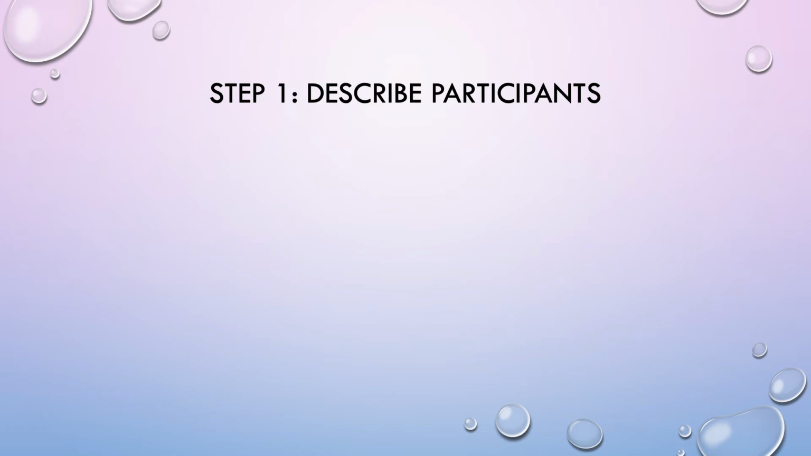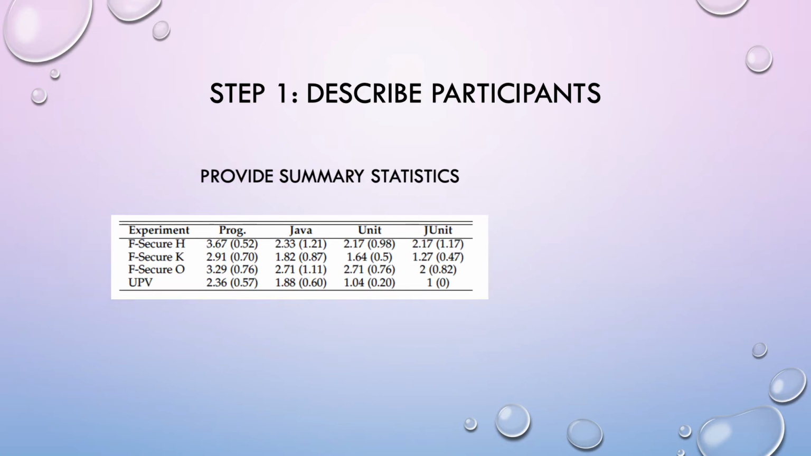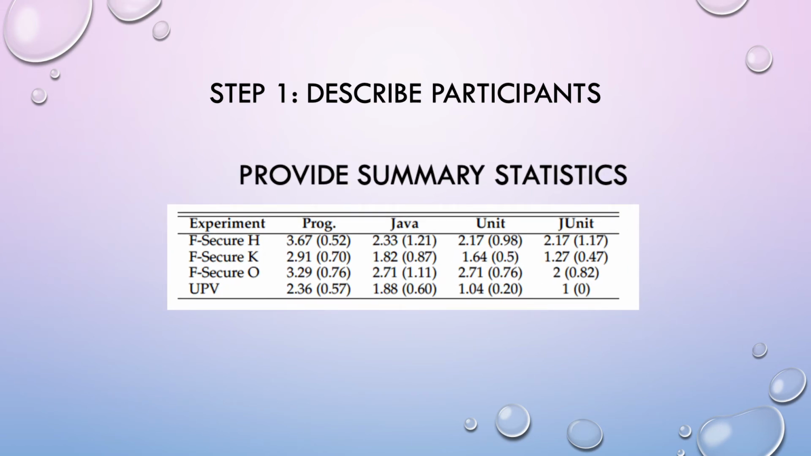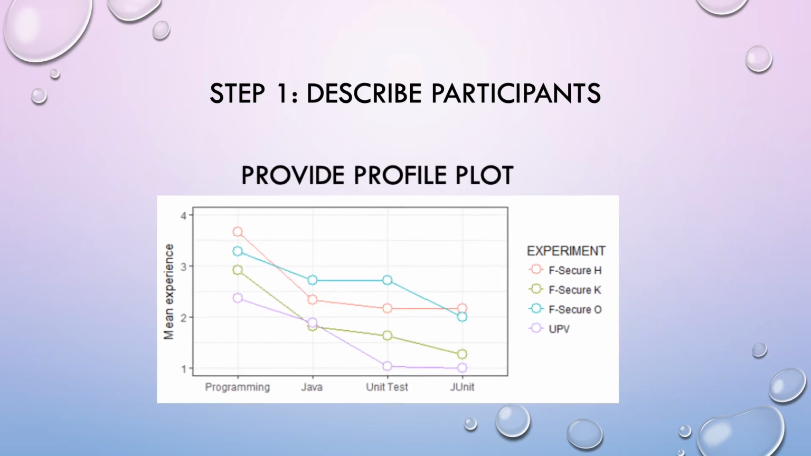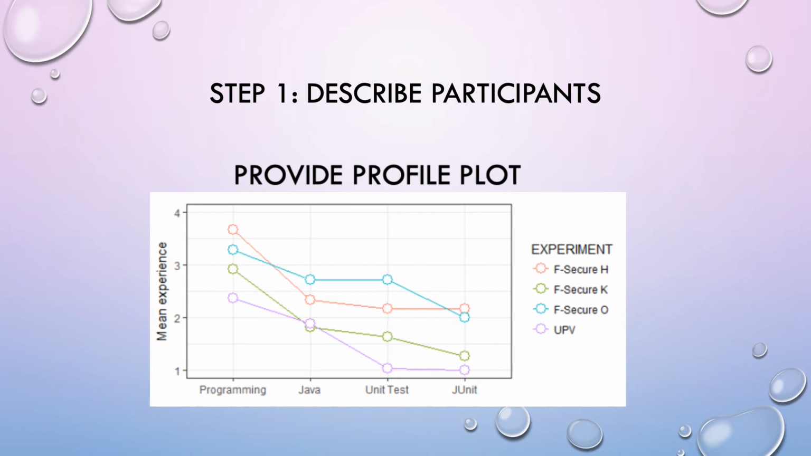The objectives of the first step are to describe the population to which the results should be generalized and suggest plausible sources of heterogeneity that may arise when providing joint conclusions. In our group of experiments, we do not find any clear patterns for participant-level characteristics related to programming, Java, unit testing, and JUnit experience across replications when checking summary statistics. But the profile plot shows that participants have relatively more experience with programming and Java than with unit testing or JUnit across all the replications. Additionally, there appears to be a heterogeneous group of participants in different experiments.